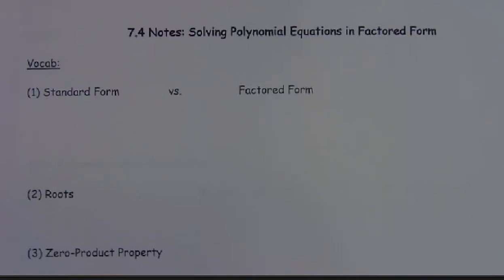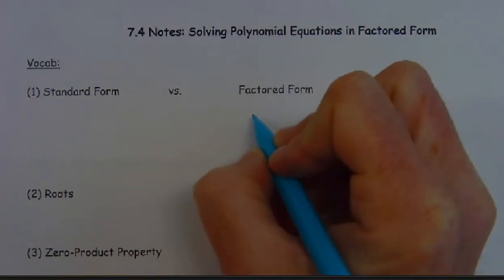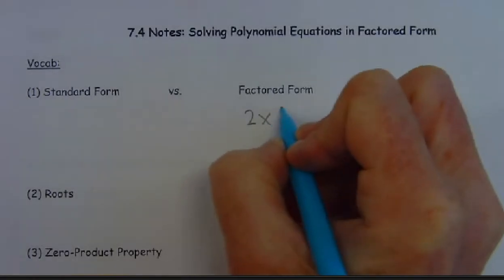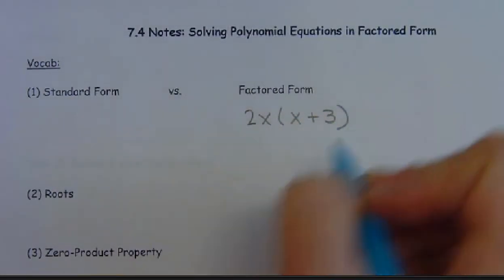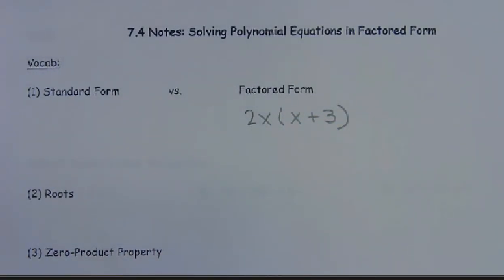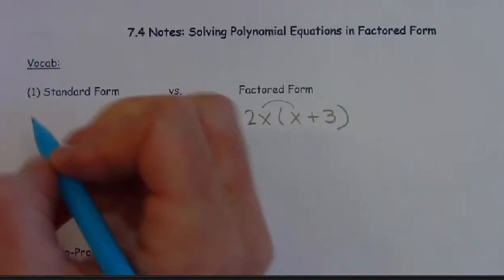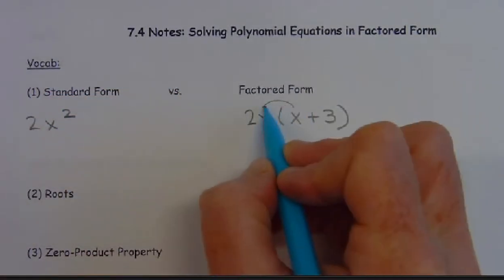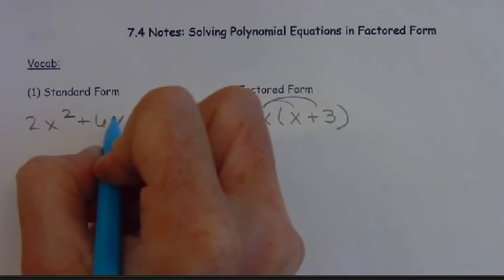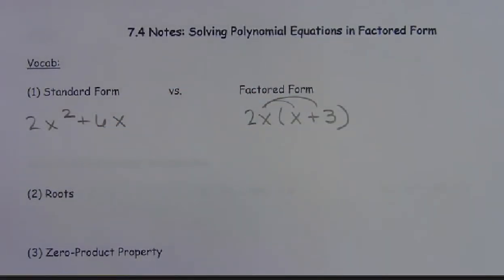Today we're going to talk about solving polynomial equations in factored form. So let's first take a look at the difference between a factored form and standard form polynomial. So here's factored form, 2x times (x + 3). That is considered factored form. If I were to expand that and get 2x squared plus 6x, that would be considered standard form.